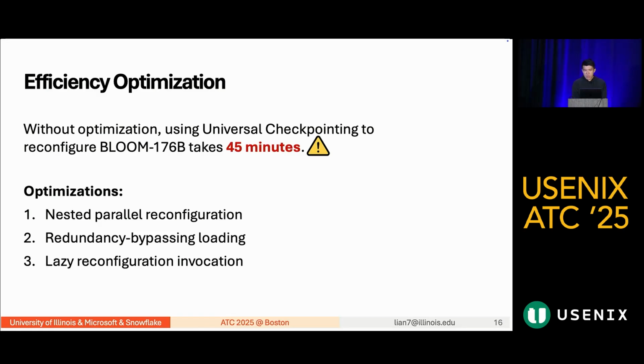Three years ago, when using universal checkpointing without any optimizations, reconfiguring a model such as the Bloom model could take up to 45 minutes. This is impractical when we need to change the parallelism strategies frequently, or when the model needs to scale up. So in this work, we propose several optimization techniques to address this, including nested parallel reconfiguration, redundancy-bypassing loading, and lazy reconfiguration invocation. Due to time limits, I will focus on the first one. For details of the latter two, please refer to our paper.